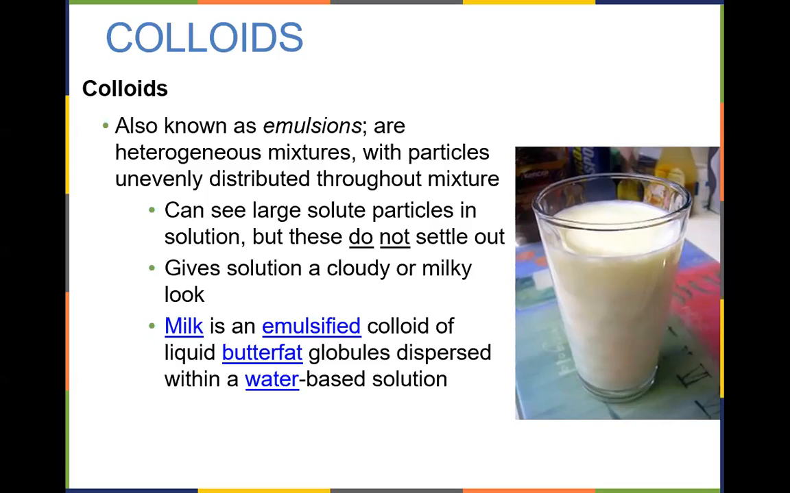So a colloid is also known as an emulsion. Milk is a colloid. You can't see through it. It's cloudy. It's not transparent like a solution is. Transparent solutions are always transparent because the solute particles are always floating around in solution. You can't see the solute particles, so the solution appears to be transparent.